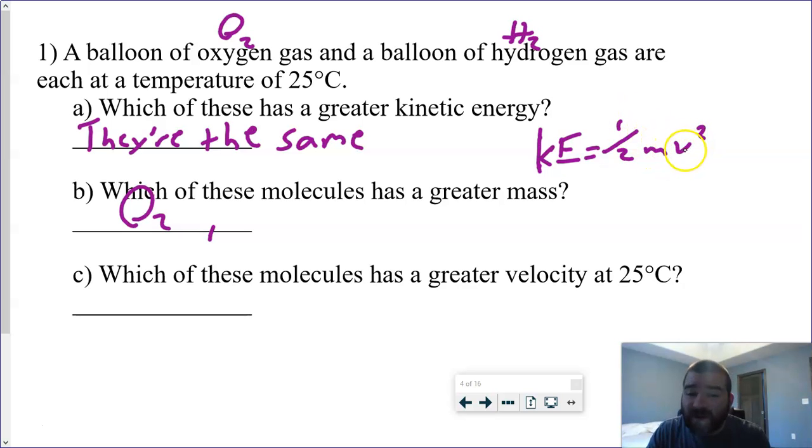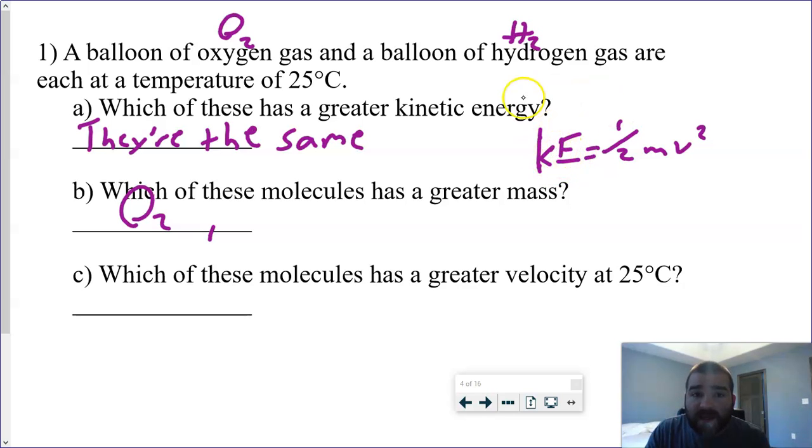So here is the conclusion. Gases with more mass are moving slower when at the same temperature. Gases with less mass, like hydrogen, are moving faster at the same temperature. This is an inverse relationship, right? As the mass goes up, the velocity must go down. As the mass goes down, the velocity must go up in order for kinetic energy to be constant or the same.